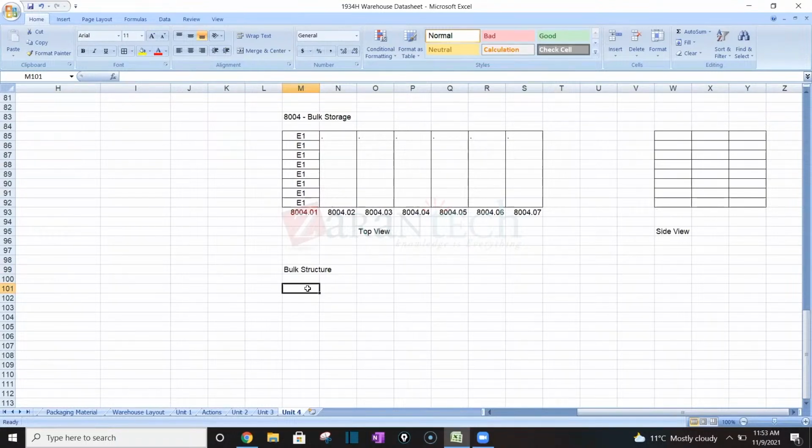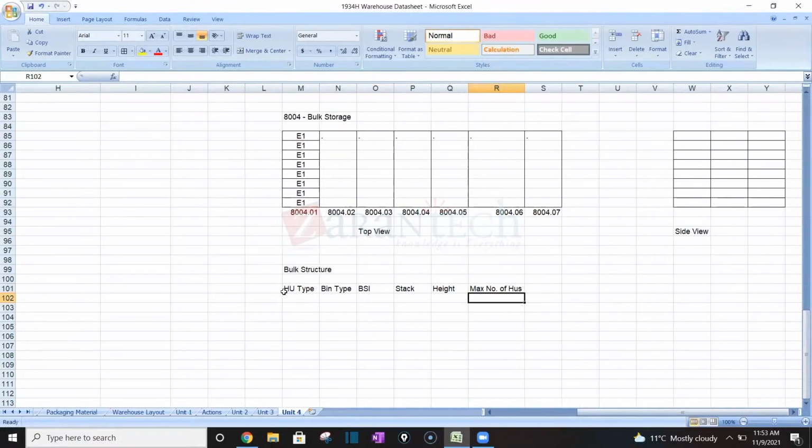In the bulk structure, we basically define the capacity. We have HU type, bin type, the bulk storage indicator, which is in the product master, stack, height, and maximum number of HUs. For this example, let's say we have a Euro type pallet and we create bins. These bins are of type, let's say, B001.